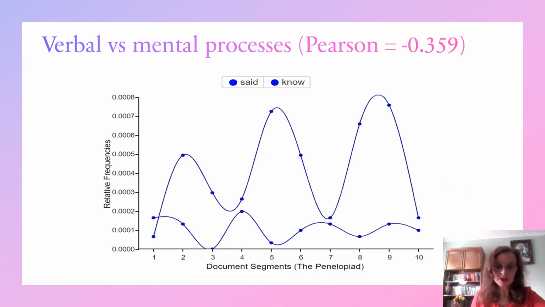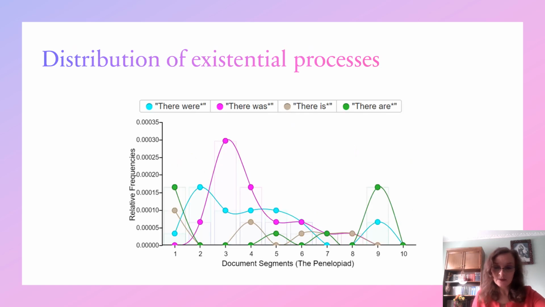We have also established that verbal and mental processes appear interchangeably. The Pearson correlation coefficient shows the inverse correlation between verbal and mental processes, and this is a kind of significant finding. We can see that when the verb said, for example, is used in the narrative, the frequency of the use of the verb know, which is the most frequent mental verb form, drops, and vice versa.